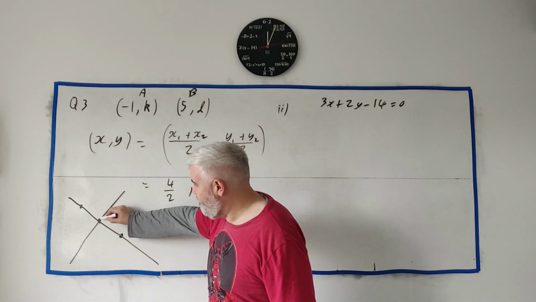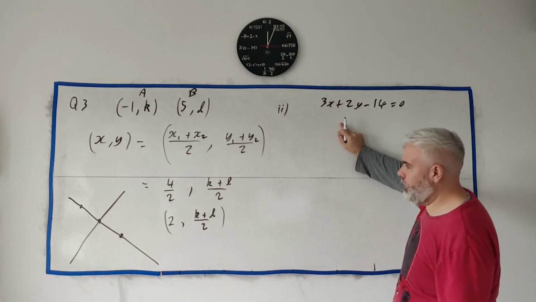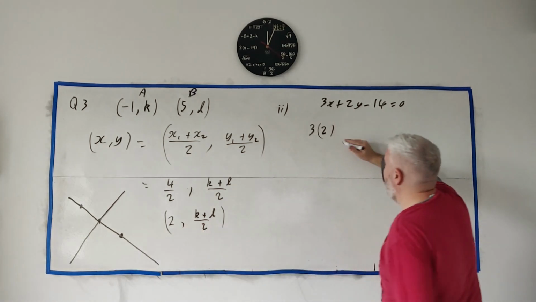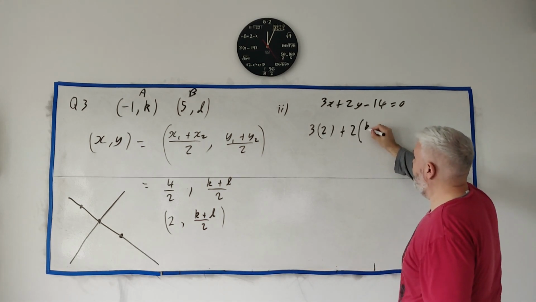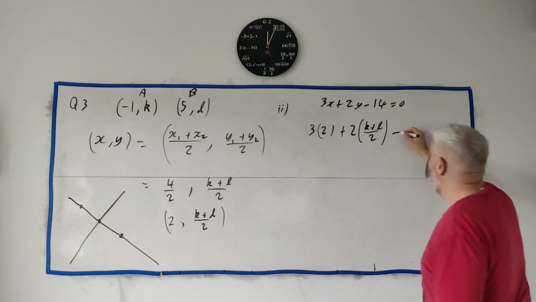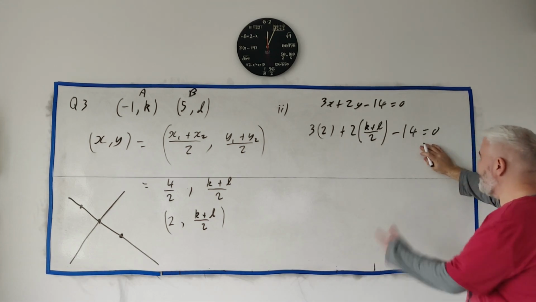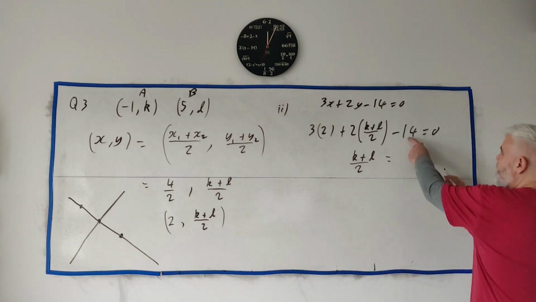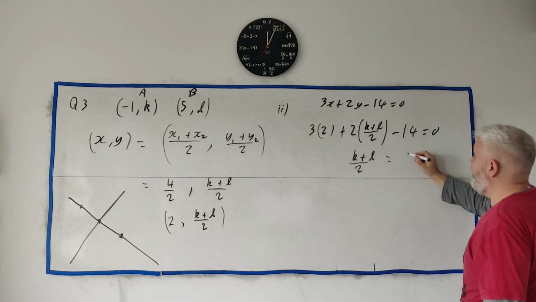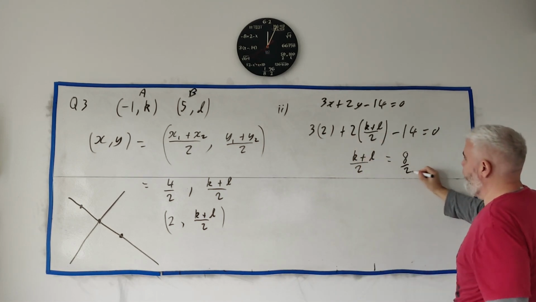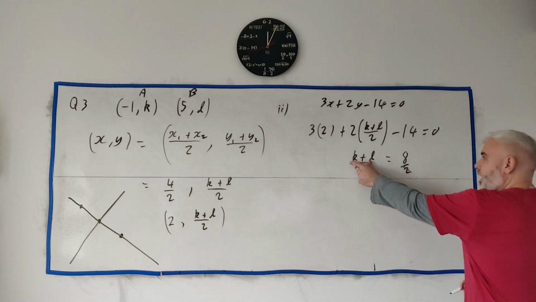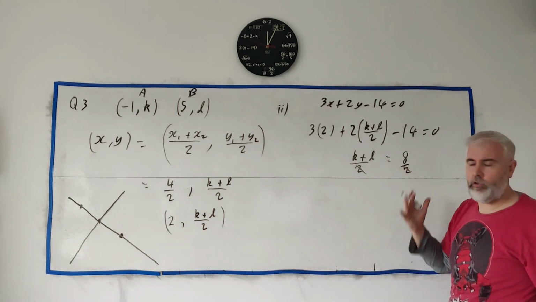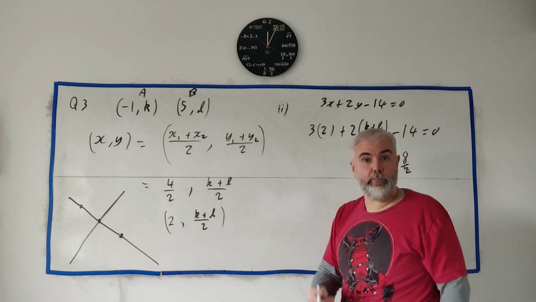So a couple of things we know. This middle point is on this line. So that's the first thing we know. This point is on this. So we could write 3, put 2 in for the x, plus 2, and put k plus l over 2 in for the y, minus 14 equals 0. We can clean this up a bit and we'd get k plus l over 2 is equal, let's see, that'd be 14 minus 6, that'd be 8 divided by this 2. And those 2's cancel, so we'll be left with k plus l equals 8. Useful, but not enough information yet. 2 unknowns, 1 equation.